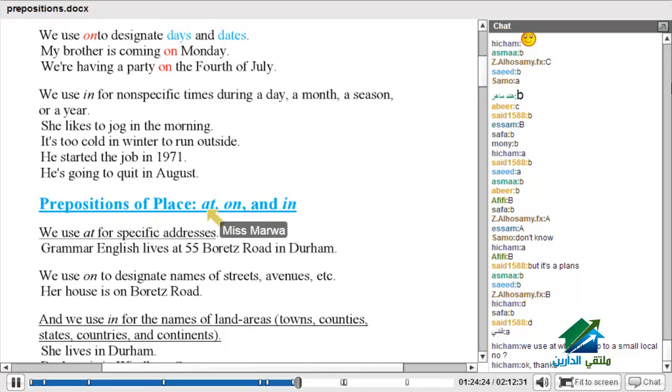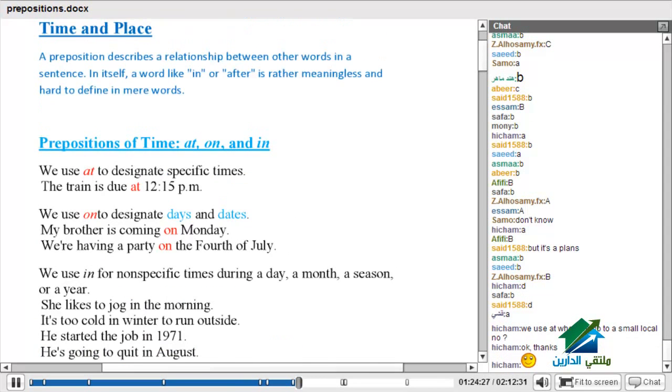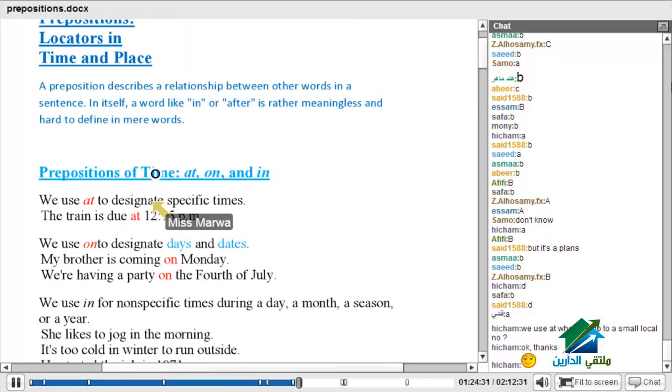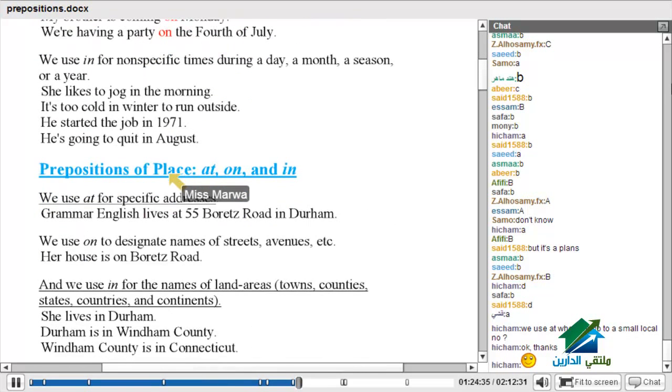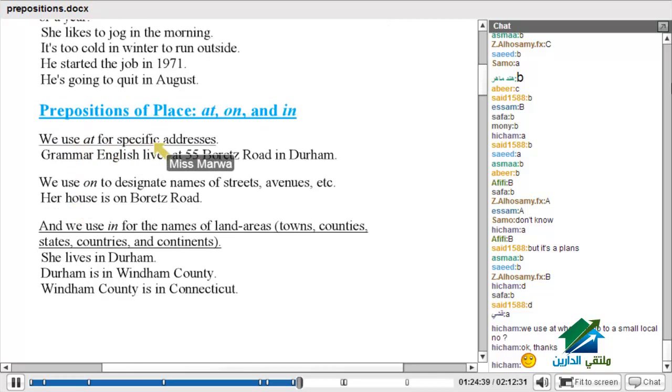You're welcome. Prepositions of place: at, on, and in. Here, at, on, in, but we are speaking about time. Now we are speaking about place. Okay. We use at for a specific address. For example, English lives at 55 Ports Road in Durham. Specific address, 55 Ports. We use on to designate names of streets, avenues, or anything like that. Her house is on Ports Road. Take care. When we mention the name of the street, we use on. Like in number, at.